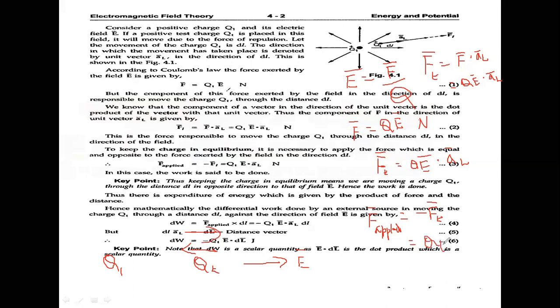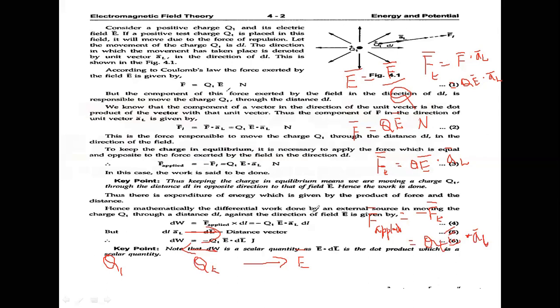Qt into E bar dot dL bar. Applied force is equal to the minus value here, that is equal to minus Qt into E bar dot dL bar. It is the work said to be done. Thus, there is expenditure of energy which is given by the product of force and the distance.